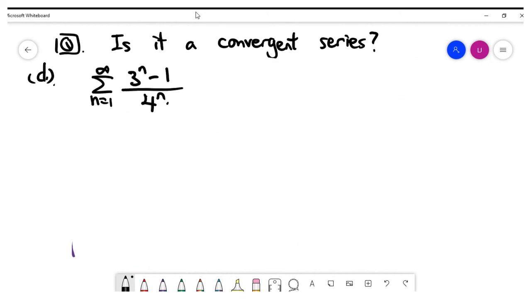And we can look at the next problem here. Please look at the given infinite series.